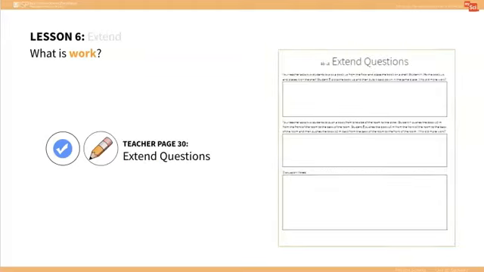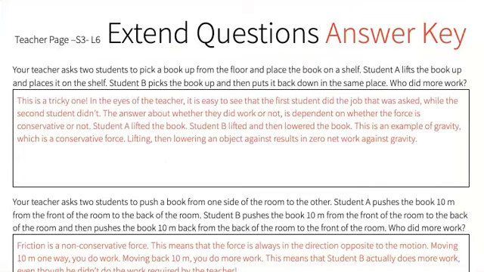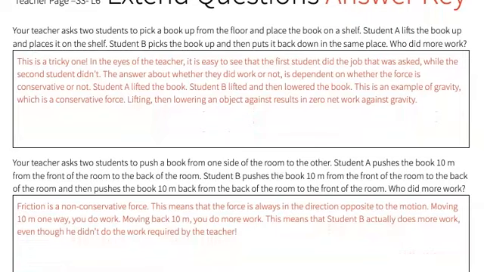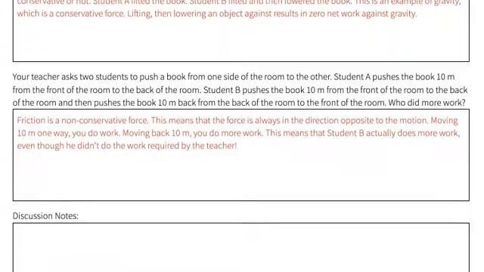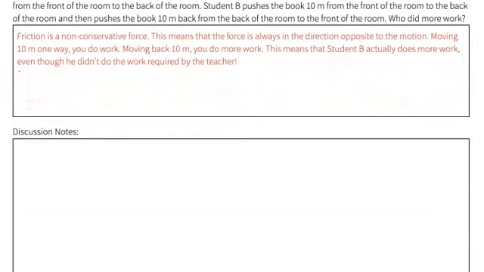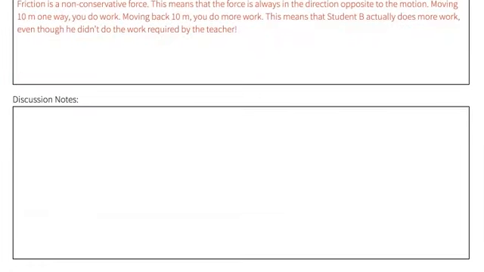In the Optional Extend activity, a handout on teacher page 30 contains 1 advanced work scenario. Hand this out and allow students to justify their answers based on previous work. A discussion notes section is provided on the handout for students to revise their answers based on the class discussion. Teacher guidance is found on teacher page 31.